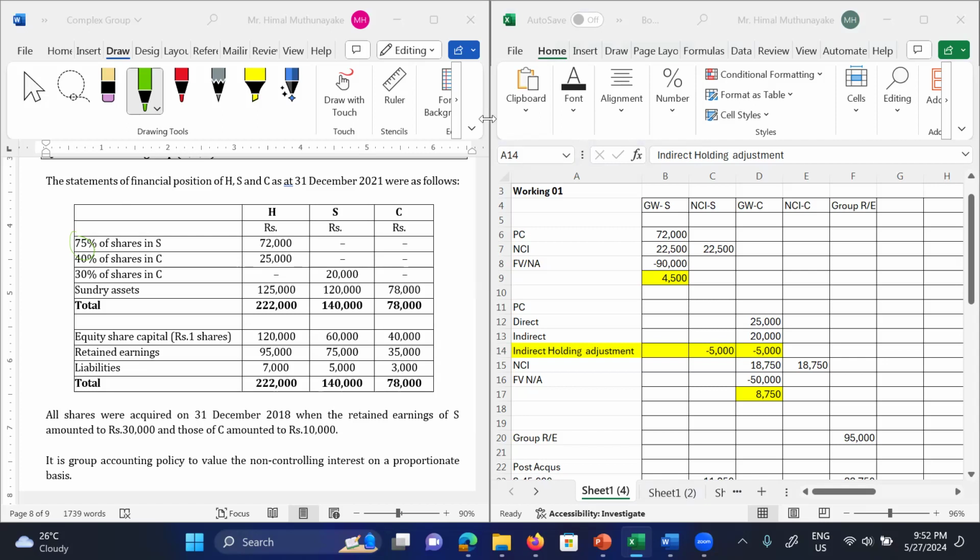So there's a question. When comparing to the vertical group structure, the only difference is the calculation of effective rate and the purchase consideration. Yeah, that's correct.